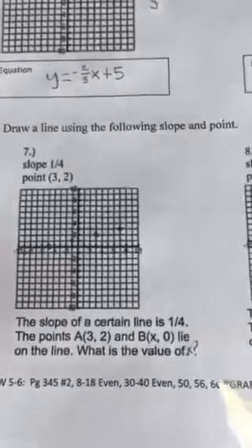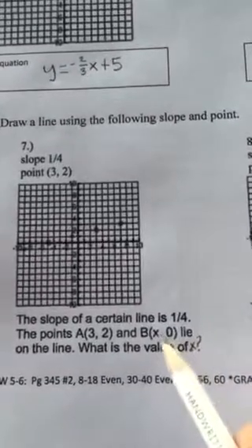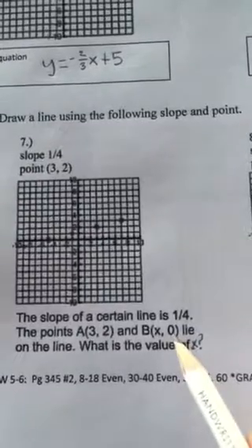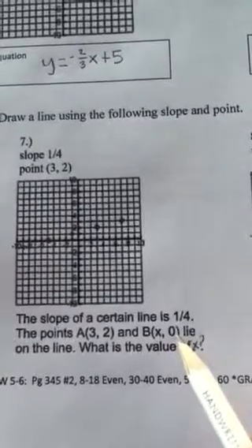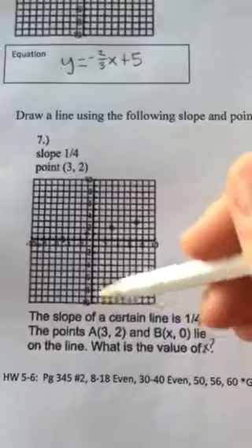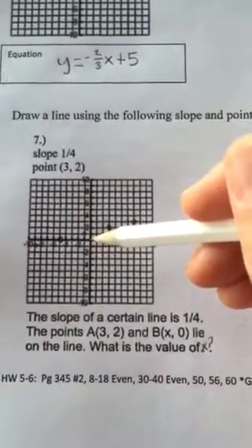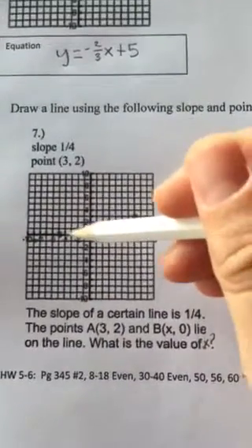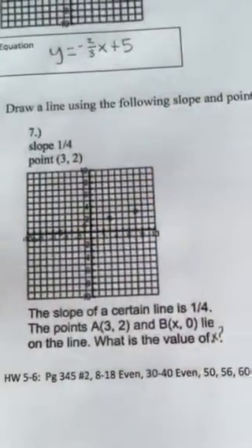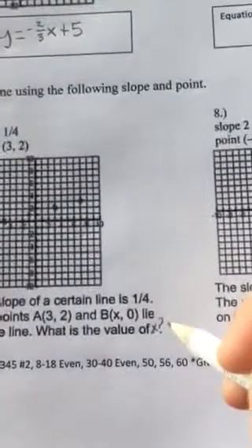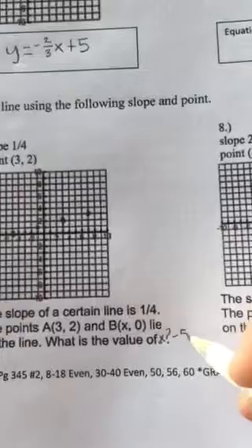And then it says the coordinate that we're looking for is x, 0. So basically we want to know when y is 0, what x is. So here's my y-axis. Here's where y is 0. And when y is 0, I can see that my x value is -5. So the value of x is -5.